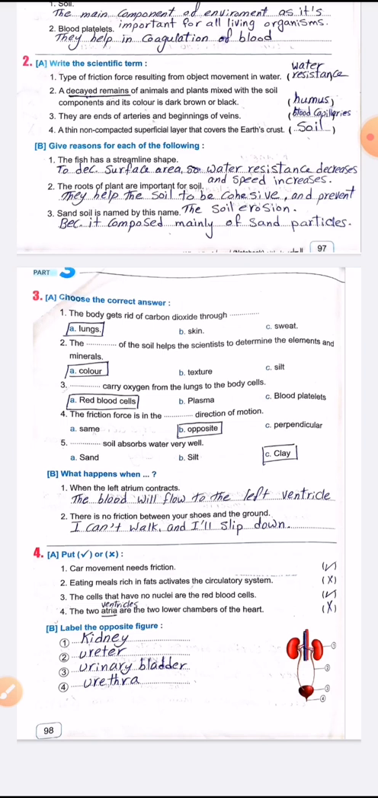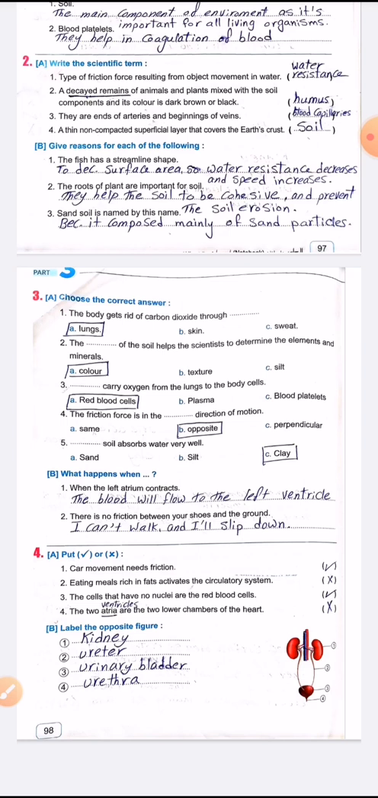Number 2. The color or texture or silt of the soil helps the scientist to determine the elements and minerals. The color of the soil helps the scientists to determine the elements and minerals. Number 3. Red blood cells, plasma, blood platelets carry oxygen from the lungs to the body cells. Red blood cells. Number 4. The friction force is in the same or opposite or perpendicular direction of motion. The friction force is in the opposite direction of motion.